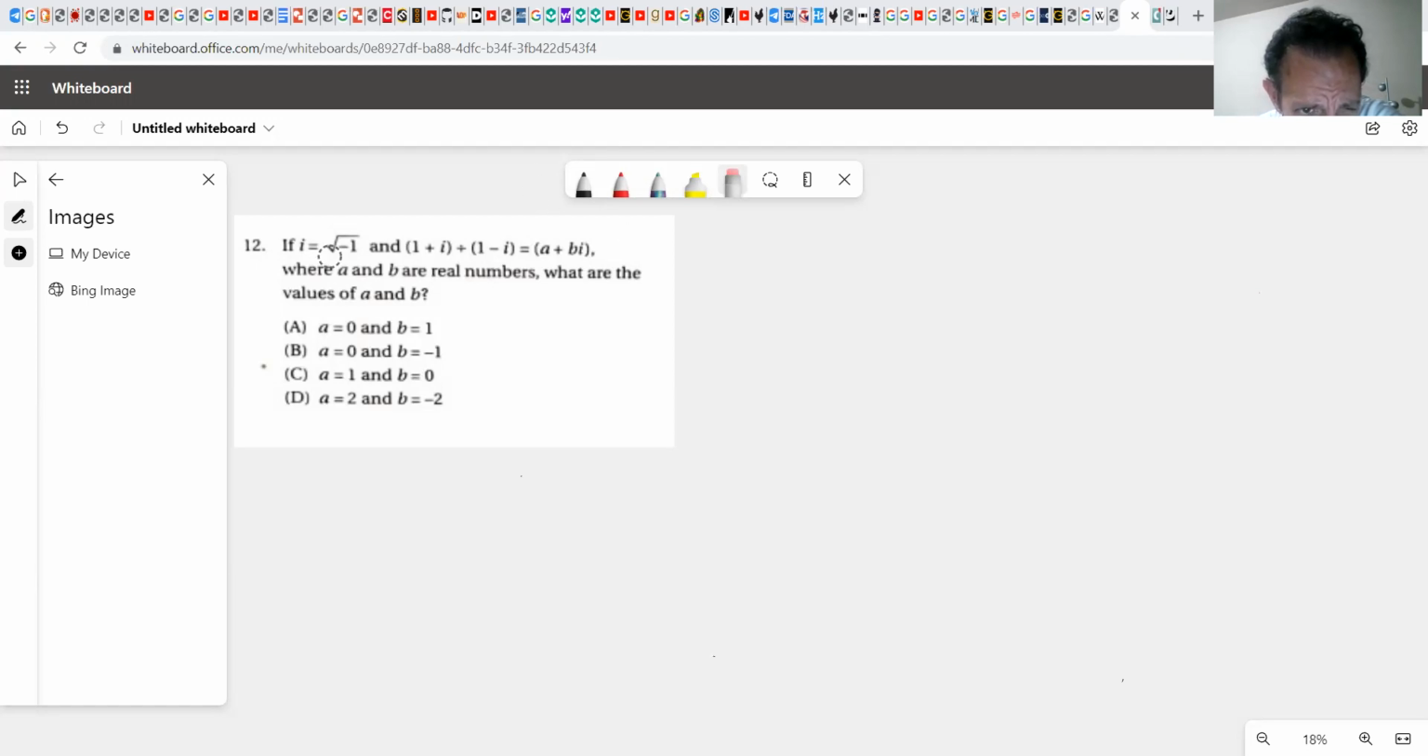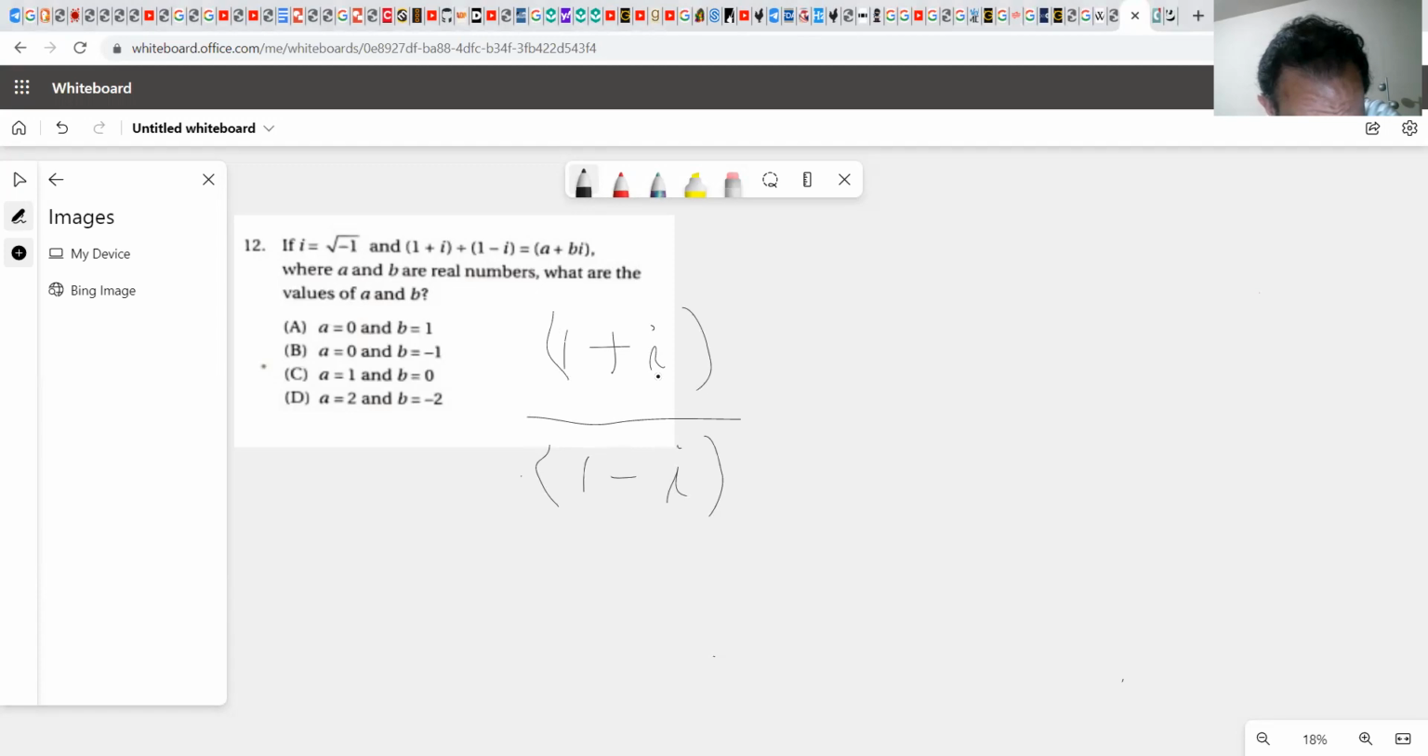Right, so let's just write this out here. I'm just going to write the 1 plus i, and I'm going to write it as a fraction. So I'll have 1 plus i, I'll put this in parentheses, and then divided by 1 minus i. Okay.